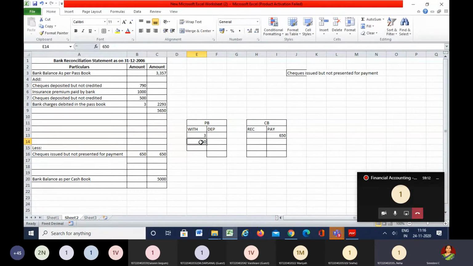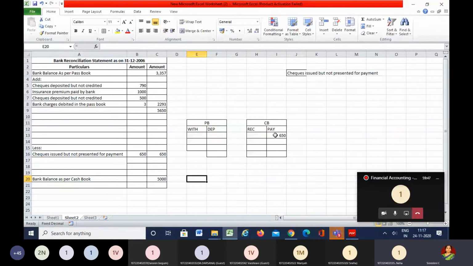So again I'm repeating, suppose if here it is being issued and here it is being withdrawn, is there any difference in both the books' balances? No. So when the transaction is being recorded in both the books, there will not be any difference in the balances, either in the cash book or in the passbook. Both the balances will show the same. But if it is recorded in one book and not recorded in the other book, only then the difference arises. So that is the reason why we need to prepare a bank reconciliation statement.